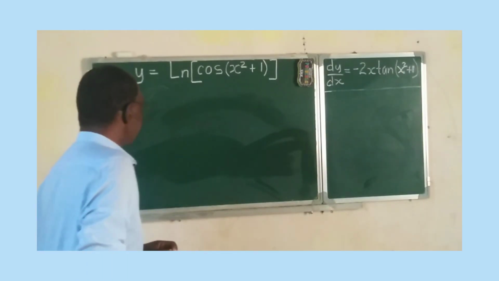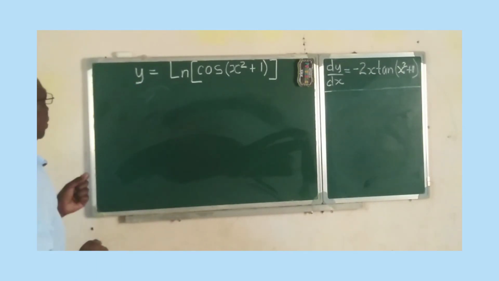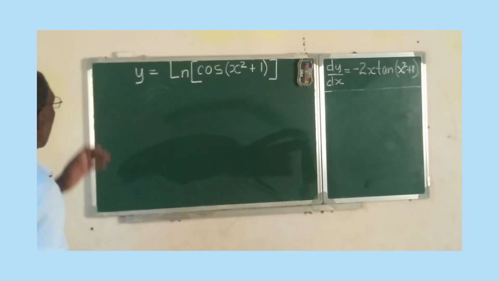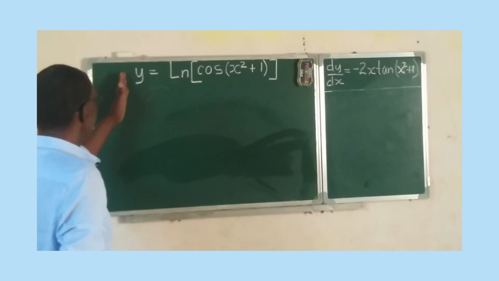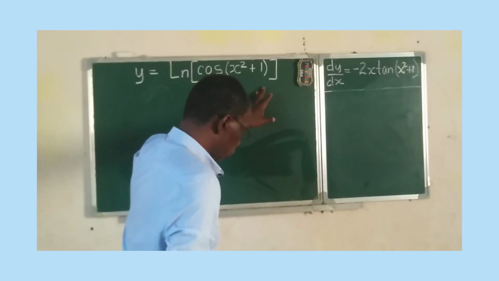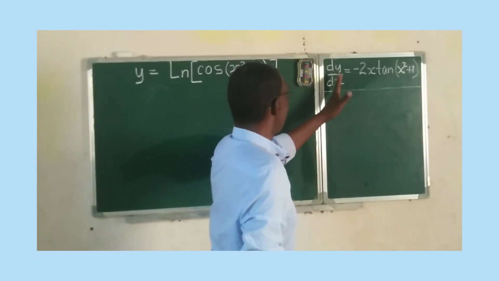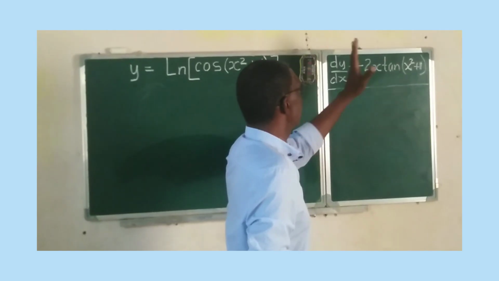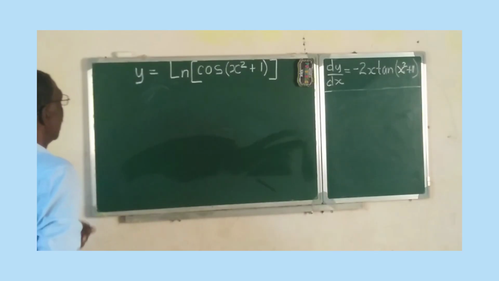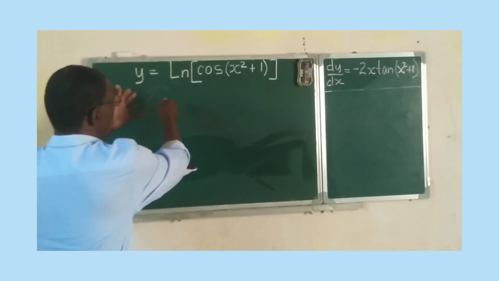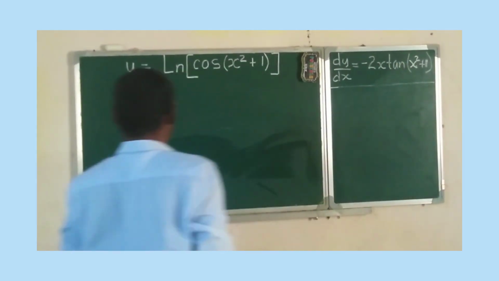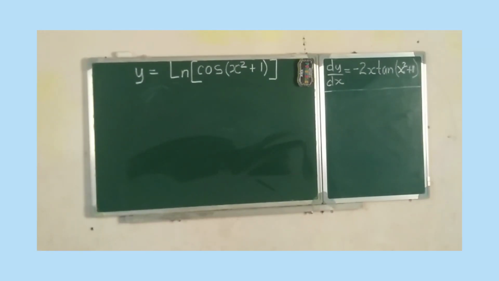Hi there and welcome. What we have here is a Cambridge A-level past examination question from 2020. The question says, if y is equal to ln cosine of x squared plus 1, prove that dy/dx is equal to minus 2x tan of x squared plus 1. In other words, differentiate y with respect to x and show that it boils down to that. So let's go ahead and differentiate.